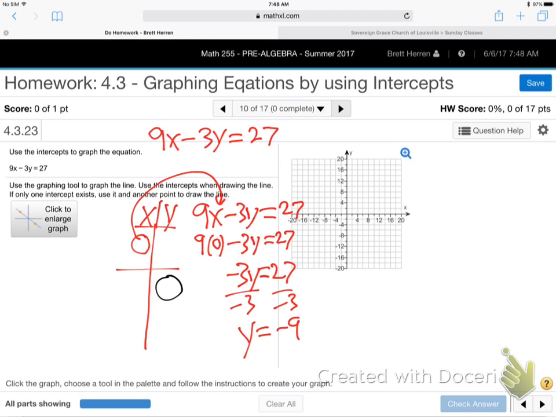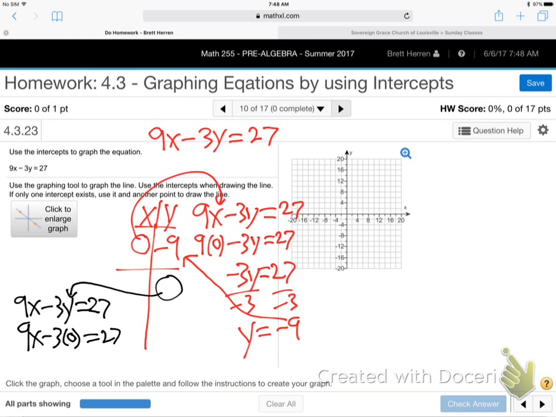Bring that back. And then do it again. We do it again, this time putting 0 in for y. So 9x. The 3 times 0 just vanishes because that's just 0. It's just gone. Solve for x, divide by 9, x is 3.